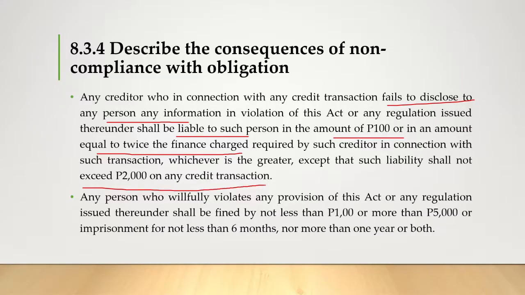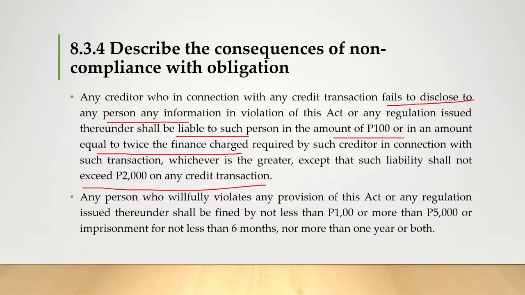Sir, wala naman pala tong pangit tong batas na to considering that the amount, yung civil liabilities amounts to 100 pesos or ito, equal to twice the finance charge. But mind you, the law was passed on June 22, 1963. So, yung 100 pesos noon, hindi na siya yung equivalent na 100 pesos ngayon. Okay? So, next statement. Ano yung next possible consequences for non-compliance with the obligation?